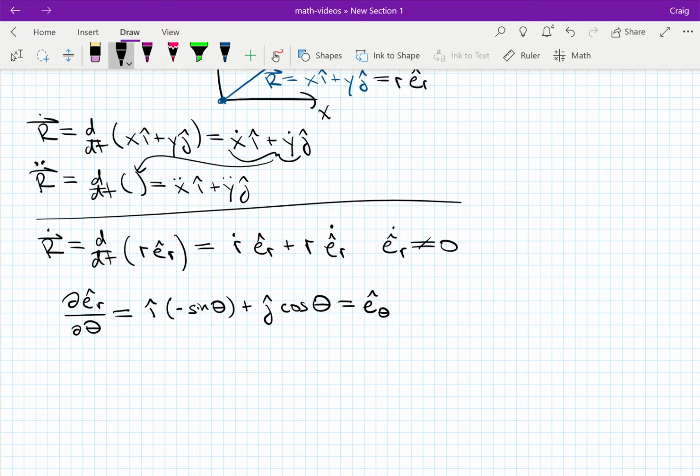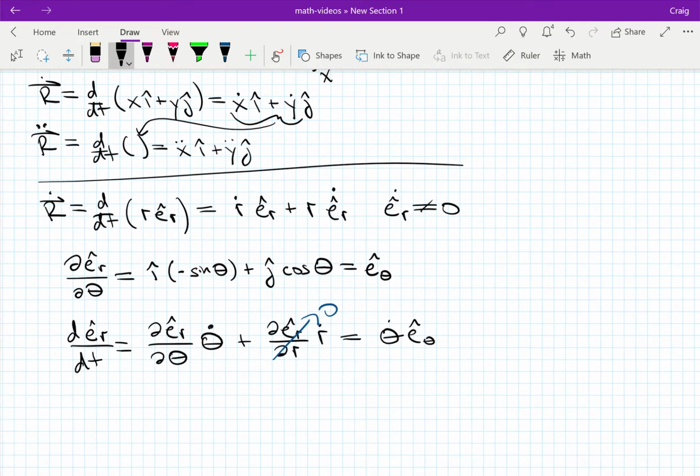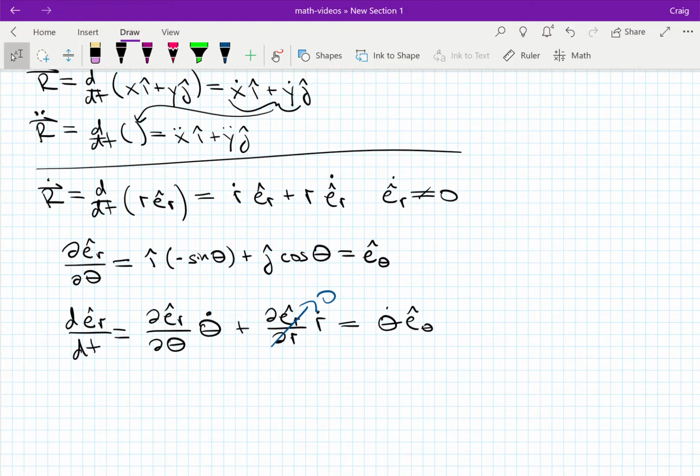Okay, so now fully expressing in terms of the chain rule, the time derivative of the radial unit vector is the derivative with respect to theta times theta dot plus the derivative with respect to r times r dot. And you can see that if I move radially, I don't change the direction of the radial unit vector, so that second term goes away. And finally, that's theta dot times e theta. We can do the same thing for the e theta unit vector, and it turns out that d by dt of e theta hat is equal to minus theta dot e r hat.